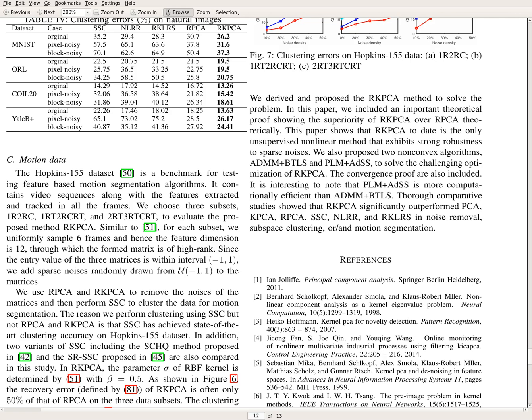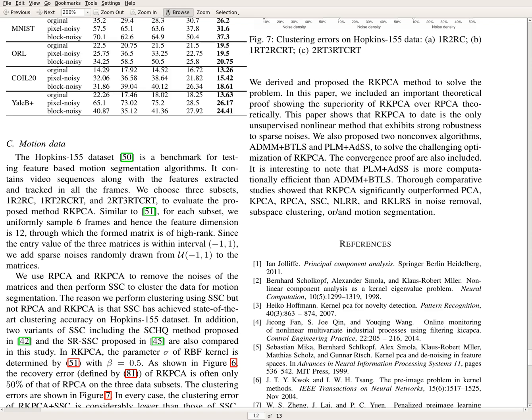We also proposed two non-convex algorithms, ADM and BTLS, to solve the challenging optimization of RKPCA. The convergence proofs are also included. It is interesting to note that PL-ADSS is more computationally efficient than LDMM plus BTLS. The comparative studies showed that RKPCA significantly outperformed PCA, KPCA, RPCA, SSCA, NLRR, and RKLRS in noise removal, subspace clustering, and motion segmentation.